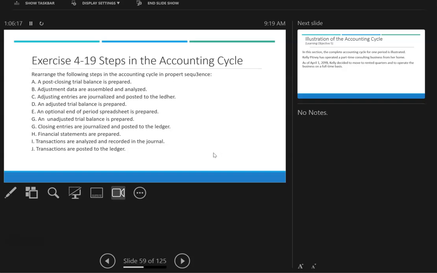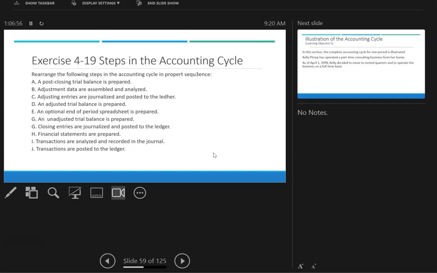And then an adjusted trial balance is done, correct? Then C. No, adjusting entries are journalized, and then we prepare an adjusted trial balance, right? We haven't done D. D. Then what? We prepare financial statements. H. Then, don't we want to do our closing entries?